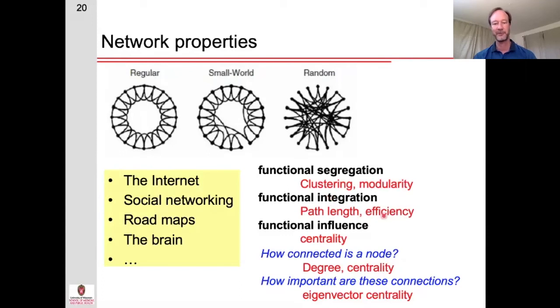And that's related to the efficiency of that network. We can look at the functional influence, that is how important is a particular node. We can look at how connected each of the nodes are, for example, degrees. And we can also look at how important these connections are.